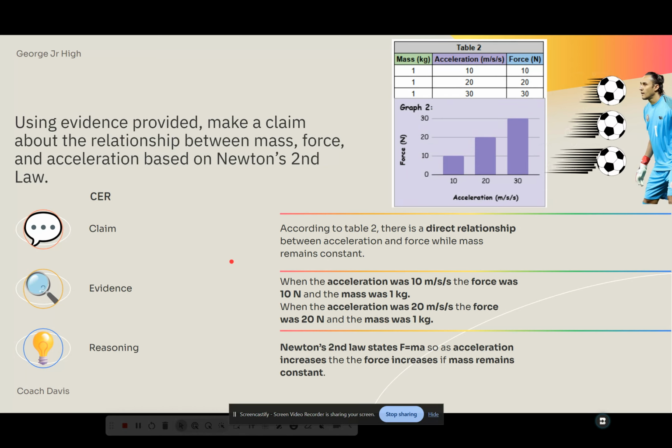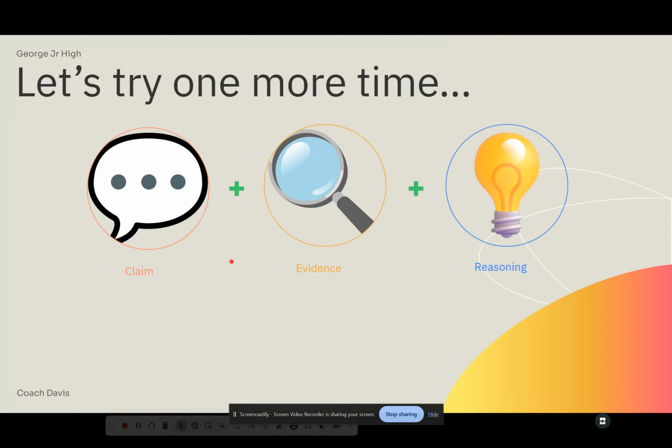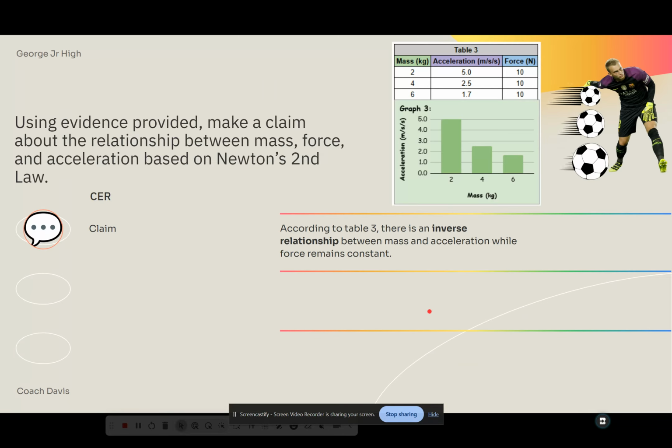All right, let's try one more. Again, we need to answer the question. We need two data points, and then we need to say why we included those two data points. So let's do it. Using evidence provided, make a claim about the relationship between mass, force, and acceleration based on Newton's second law. Claim. All right, before we do that, let's look at the data.